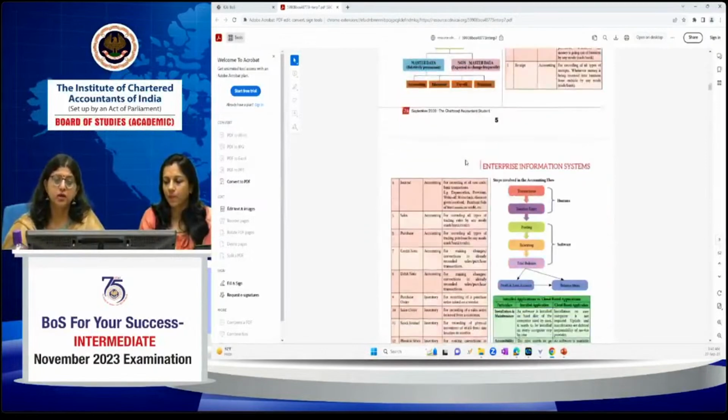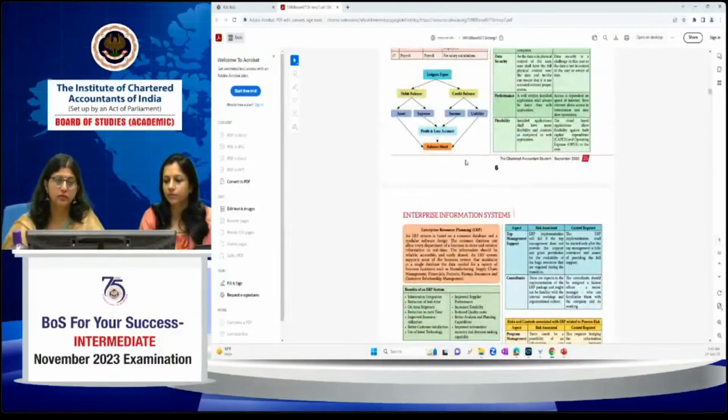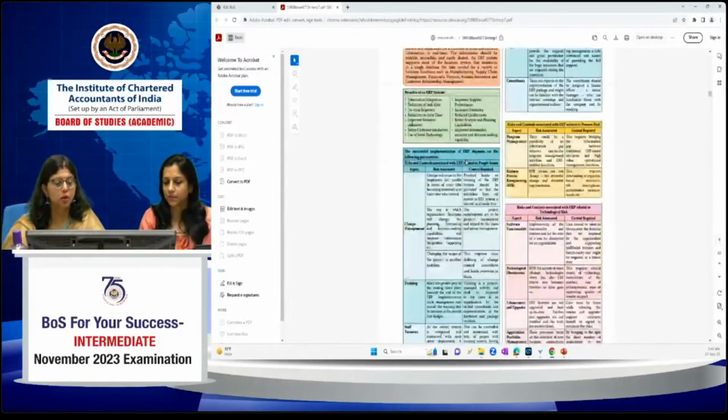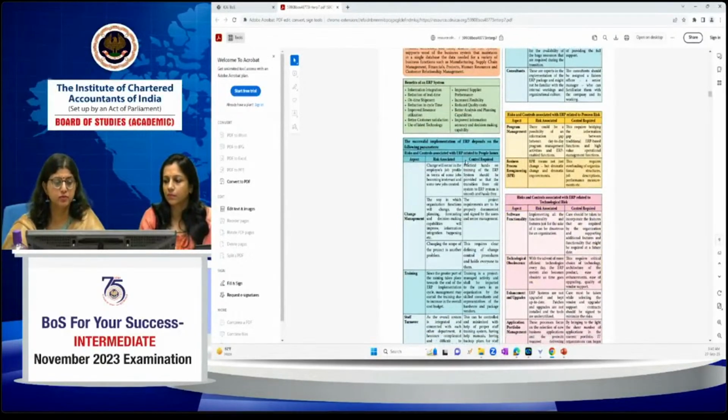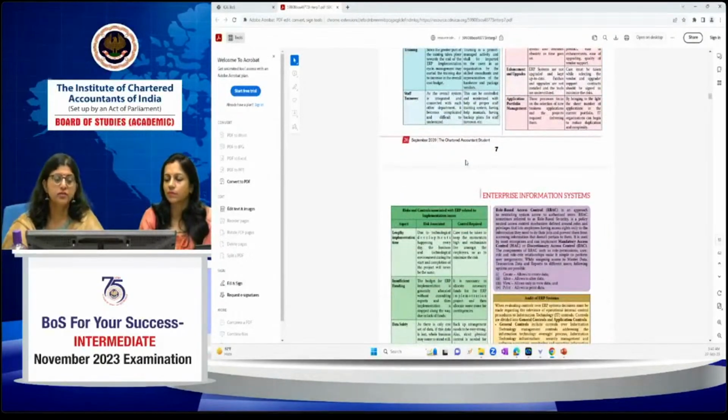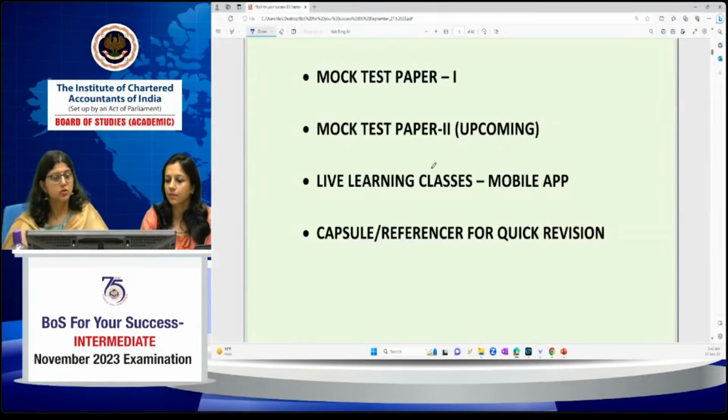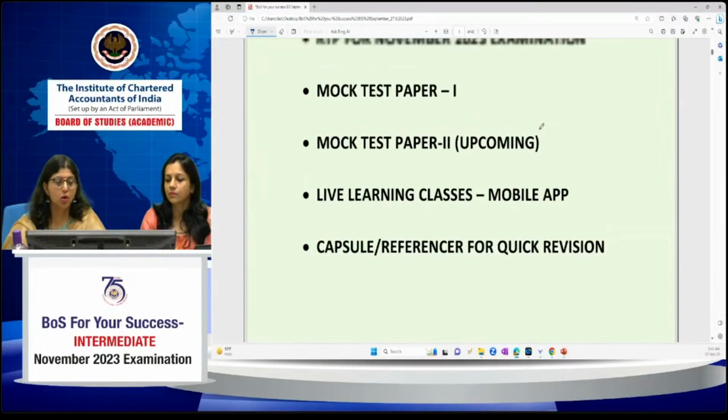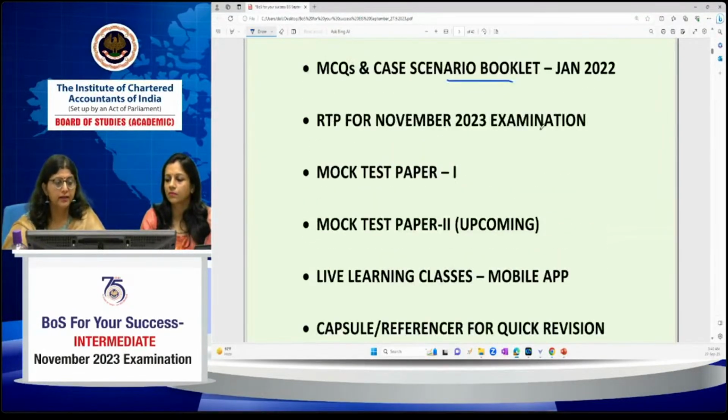So once you are thorough with your syllabus, you can always refer to these capsules chapter wise so that it will give you an idea and brush up your concepts. So this is how you can access all of these publications and refer to them.